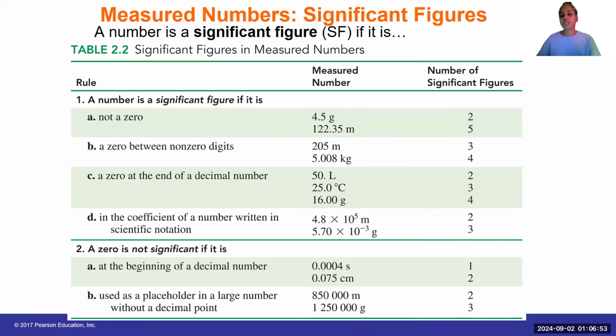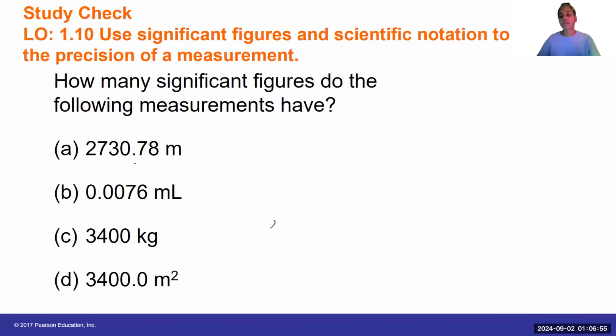Let's do a little bit of practice so that you can be prepared when you come to live lectures. How many significant figures do the following measurements have? Let's count them. Is there a decimal place? Yes, there is. Is there a number sandwiched in between countable numbers? Yes, there are. So how many do we have? We have 6 significant figures.